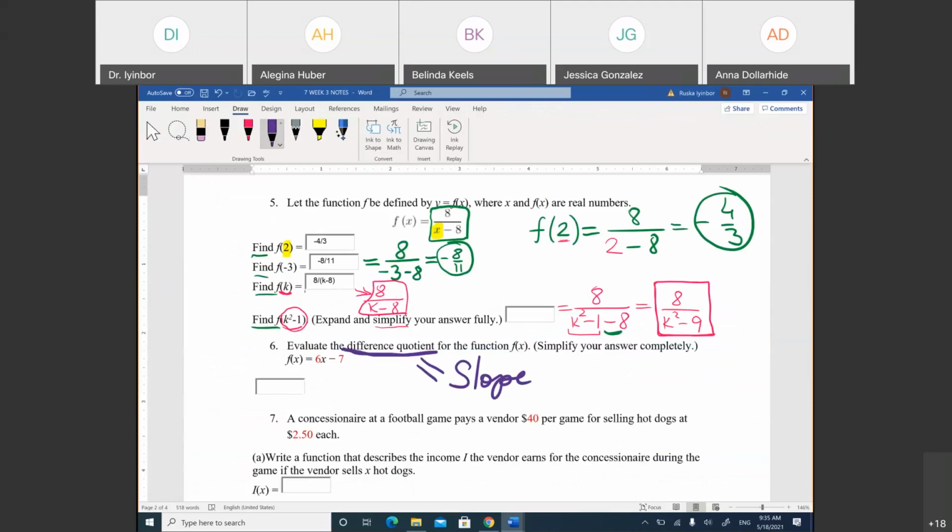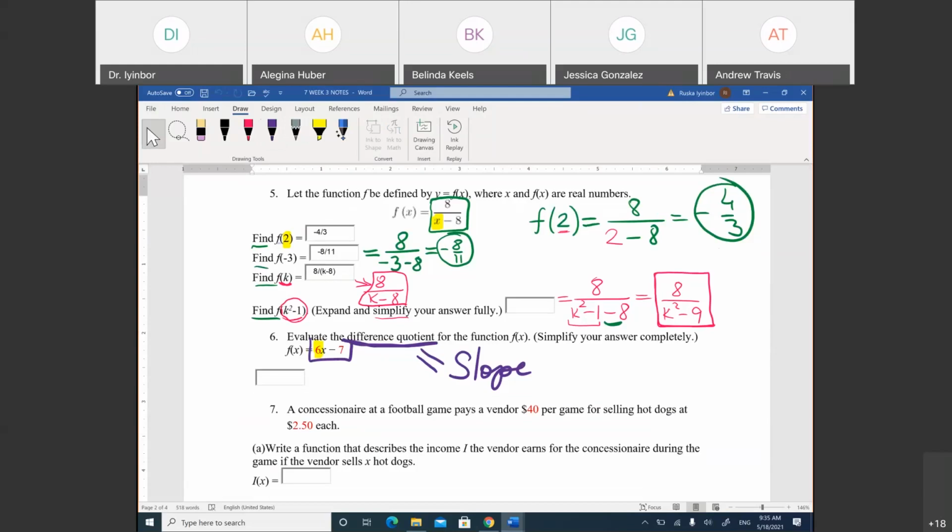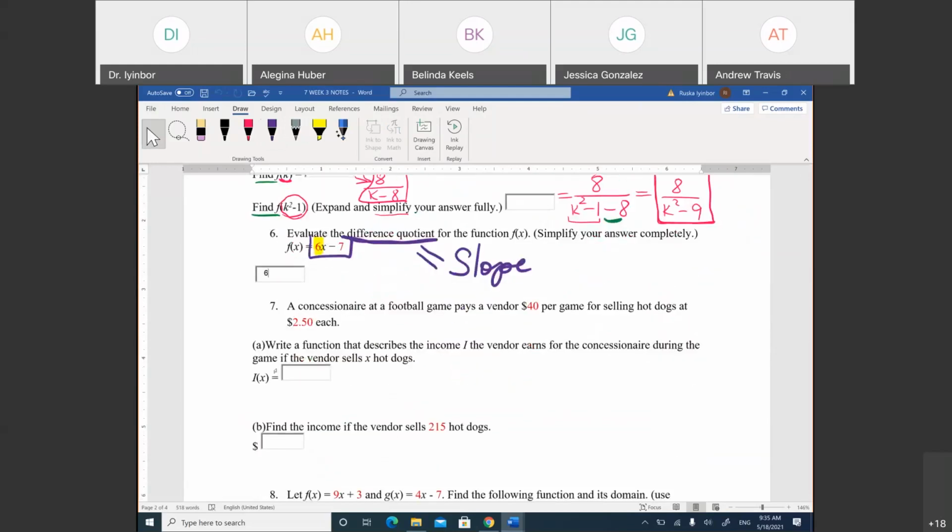Which number is the slope? We talked about that last week. It's the number 6. Yes, that's it. So if you need to find the difference quotient, you're just going to get the slope. That's all. You don't need to use the formula for this one. But if you want to see how the formula works, you can look at the example in the video and do it. Okay, then you're going to the next one, which is number 7.